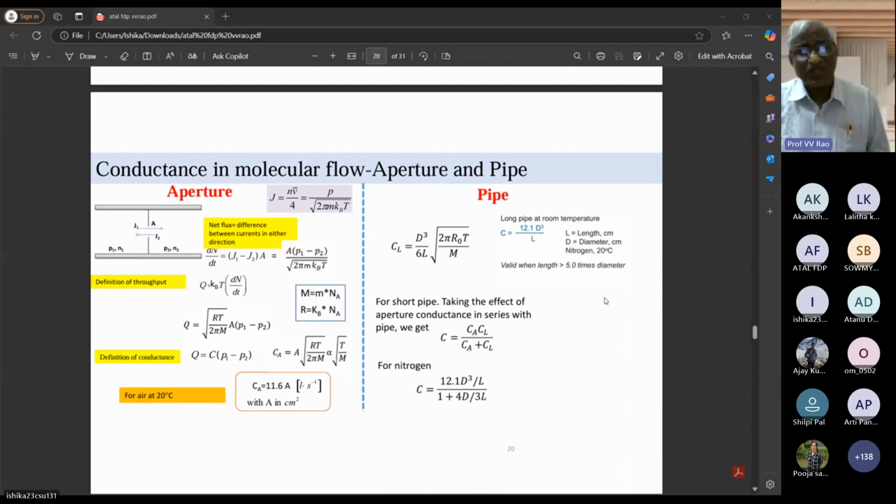And these are the calculations which you have to use to know the conductance of the pipe that is existing between the chamber and the pump. I need not discuss all these calculations. You just come to the last calculation, right side, that is 12.1 d cube by L by 1 plus 4d by 3L. This equation you should remember.